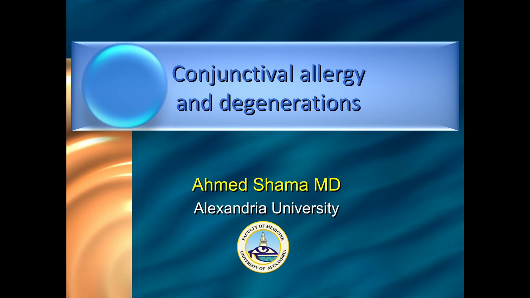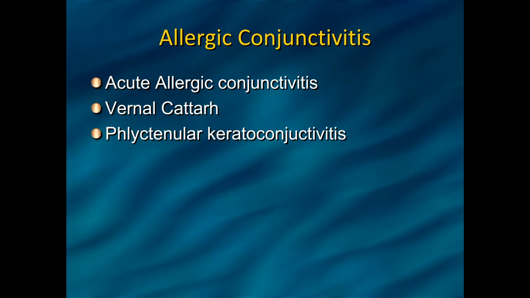Bismillah ar-Rahman ar-Rahim. Today we are going to discuss the conjunctival allergy and degenerations. Allergic conjunctivitis can be divided into acute allergic conjunctivitis, chronic allergic conjunctivitis, and the best example is vernal catarrh, and the delayed hypersensitivity reaction, and the best example is phlyctenular keratoconjunctivitis.